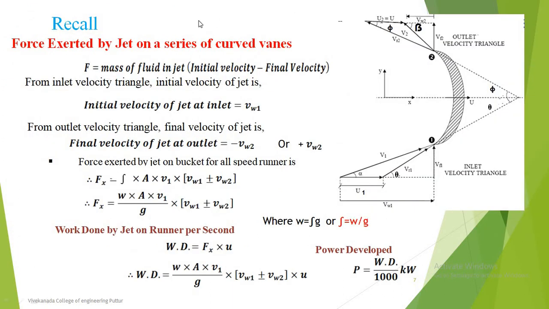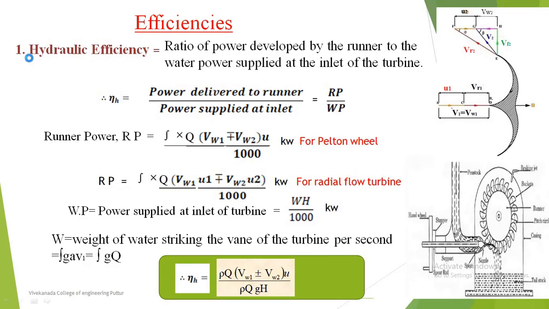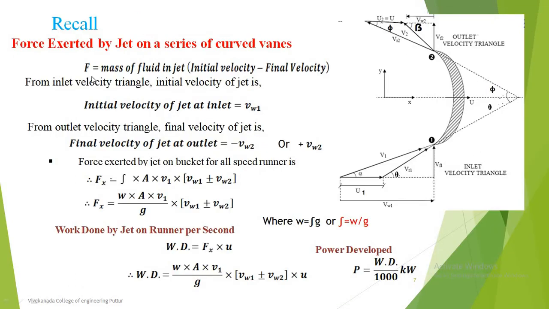So you have to recall this. Last chapter we studied about the series of vanes. Force exerted by a series of vanes is found by using the momentum principle. So force F is equal to mass of fluid in the jet into initial velocity minus final velocity. Initial velocity, that is VW1. VW1 is the whirl velocity at the inlet, and VW2 is the whirl velocity at the outlet.